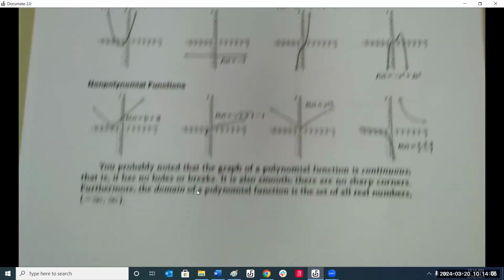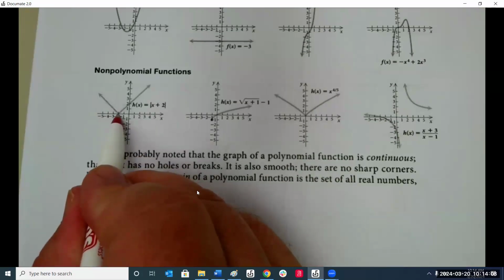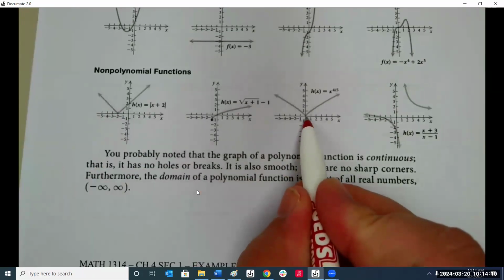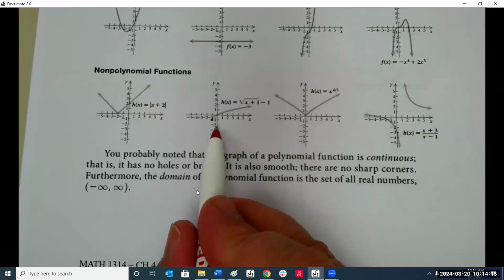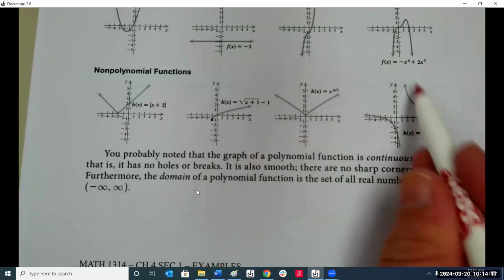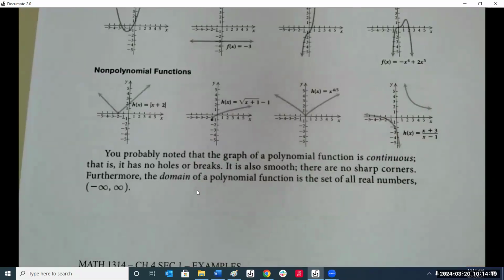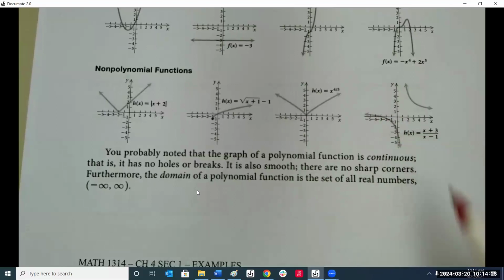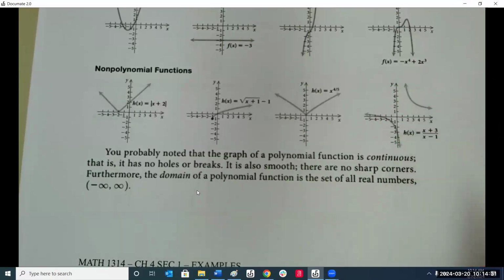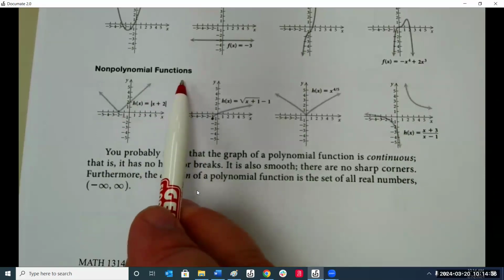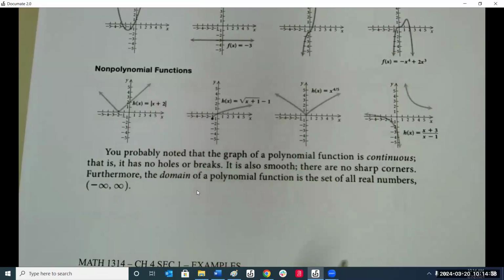Non-polynomial functions have corners, have points, are not continuous throughout the entire domain, or have jump discontinuities, which means it goes in opposite directions. Like this graph here, the 1 over x type graph. They're still functions, but they're not polynomial functions.